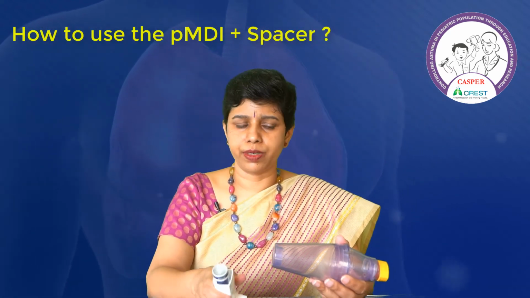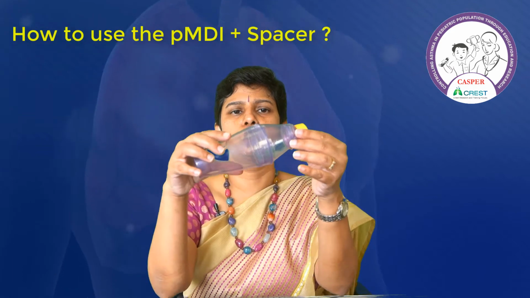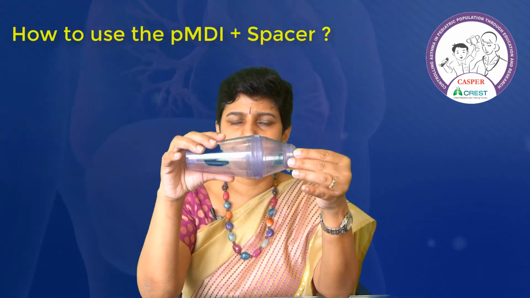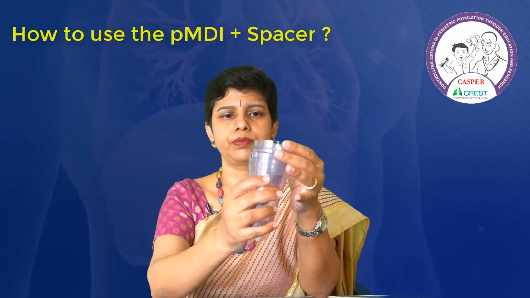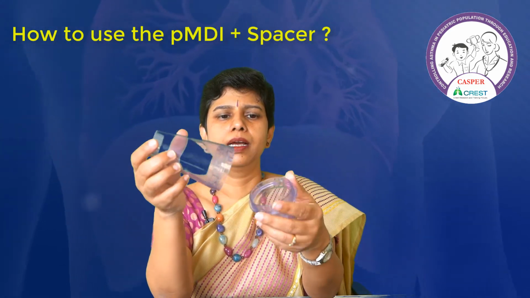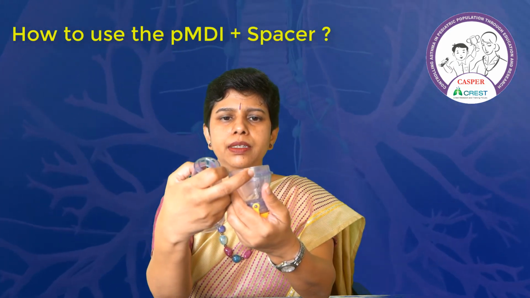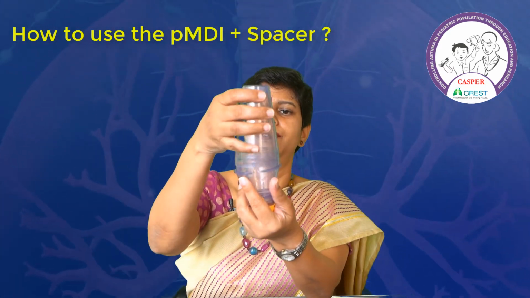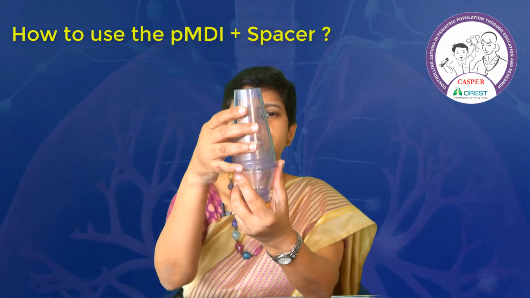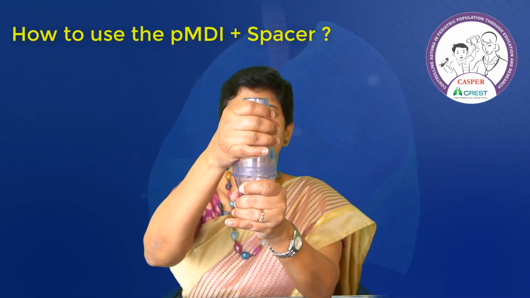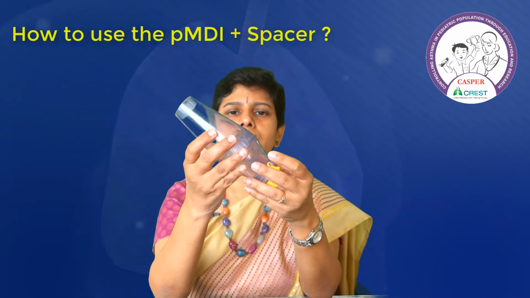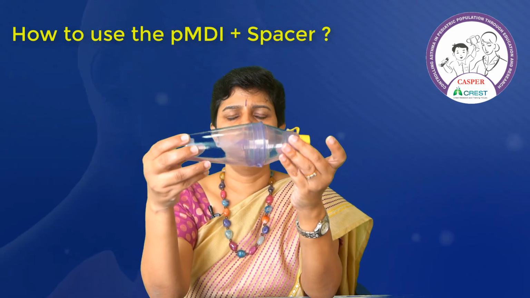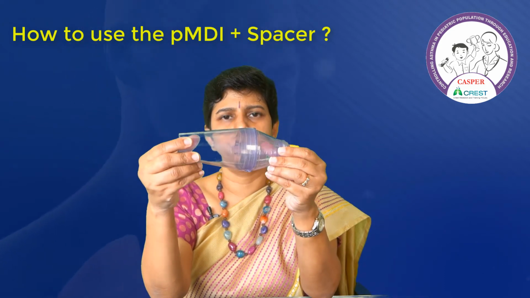Now, how do we use an MDI and spacer in children? First of all, how to prepare the spacer, connect the spacer. So the spacer will come in this form. There is a slot over here and there is a notch over here. So this has to be fitted in properly in this notch and has to be rotated so that the device gets locked. Now the spacer is ready for use.